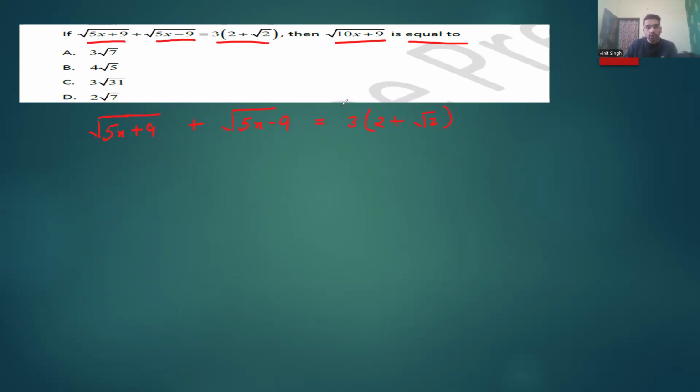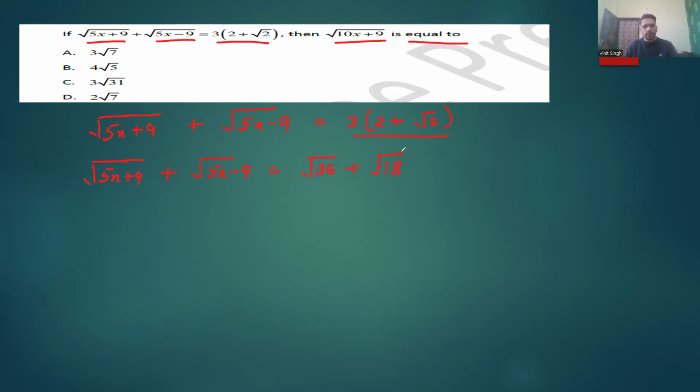So can we make these terms in the form of square root? How will we write it? 3 times (2 plus root 2) is equal to 6 plus 3 root 2. The square of 6 is 36, so we can write it in the form of under root 36 plus 3 root 2. The square of 3 root 2 is equal to 18, so we can write it in the form of under root 18.